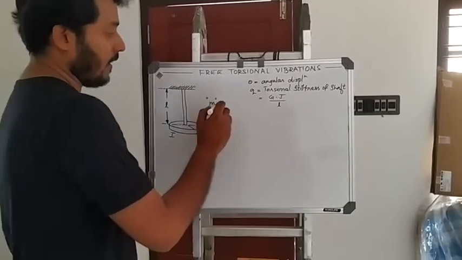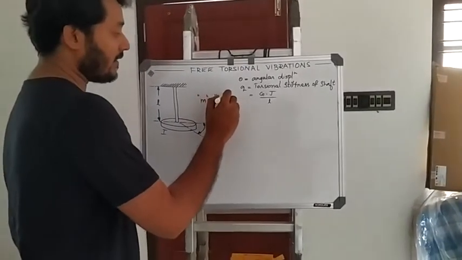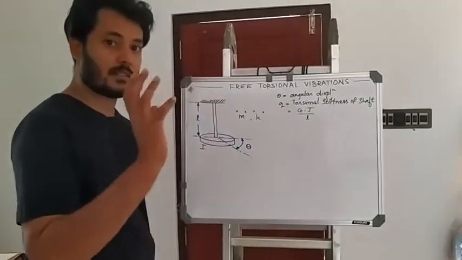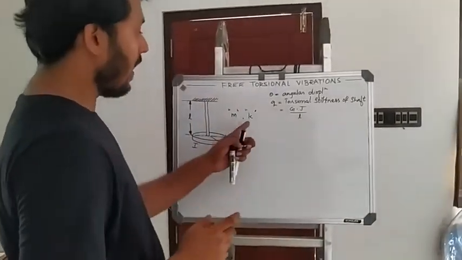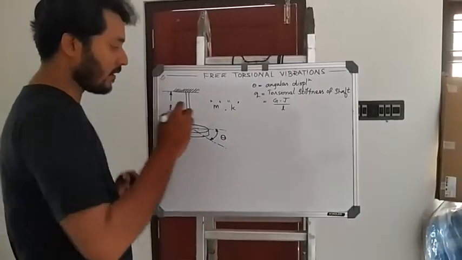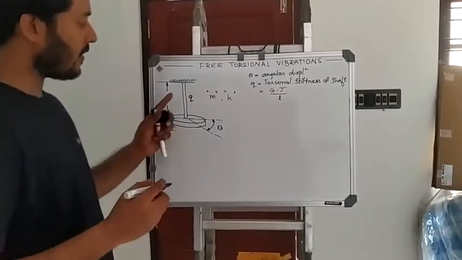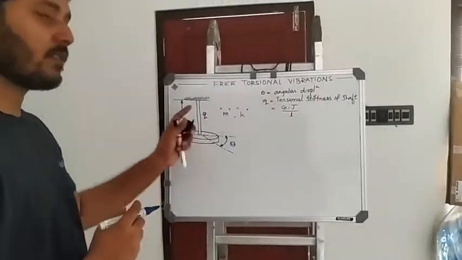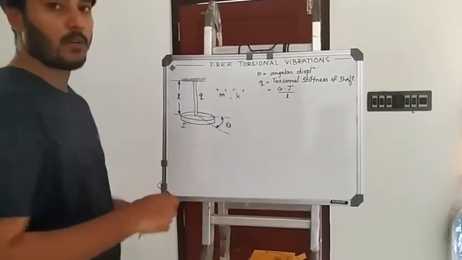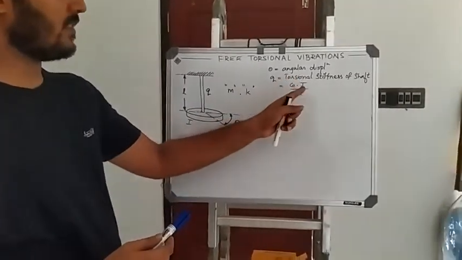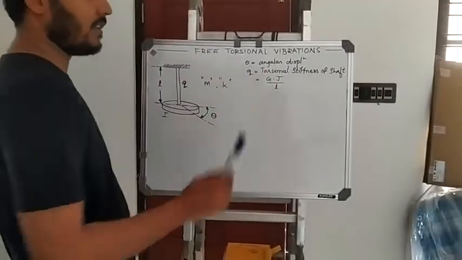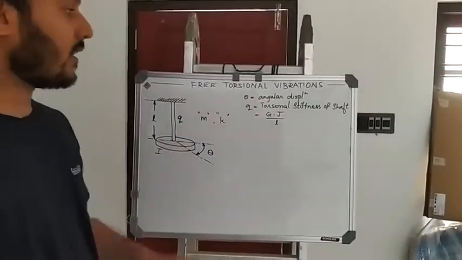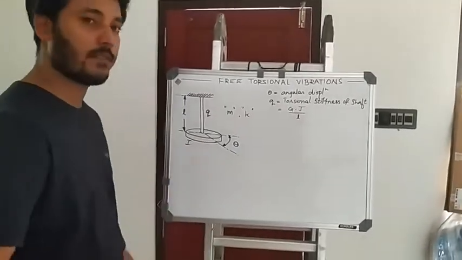And we have considered K as the stiffness of the spring which is connected to the mass in the translatory case. Now, in place of K, we are going to consider Q. What is Q? Q is the torsional stiffness of the shaft. Q can be calculated using the equation G into J divided by L, where G is the modulus of rigidity of the shaft material, J is the polar moment of inertia, and L is the length of the shaft.